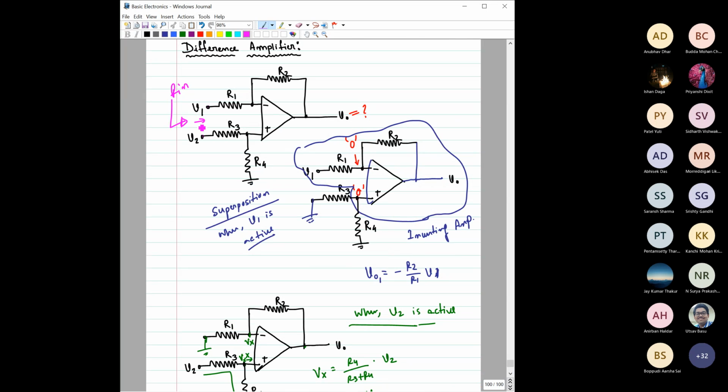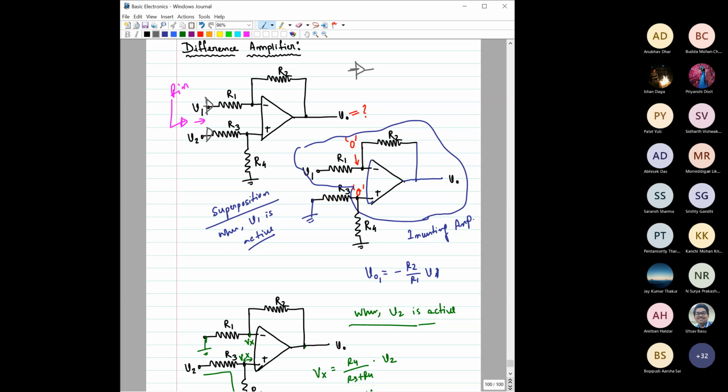To avoid that, one easy solution you might suggest is not to apply V1 directly to this terminal, but to use a buffer before it. The symbol of a buffer is this. Use a buffer before this, and use a buffer before this. Then that will probably solve the loading effect issue.